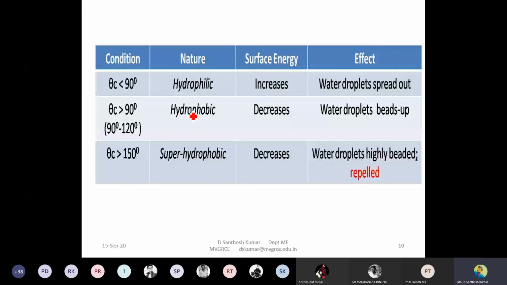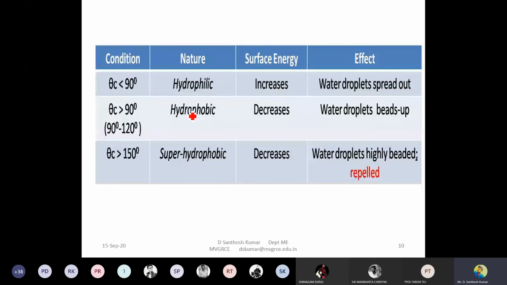That is hydrophobic. A good example of hydrophobic is if you spread a liquid droplet on a lotus leaf. There is no contact; the droplet won't spread over the leaf because of the contact angle. There is less surface energy also, so obviously what happens is the droplet beads up. It won't simply stick onto the surface.